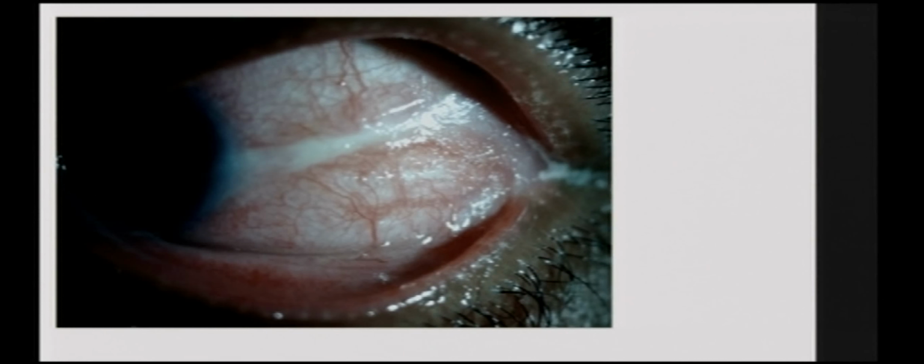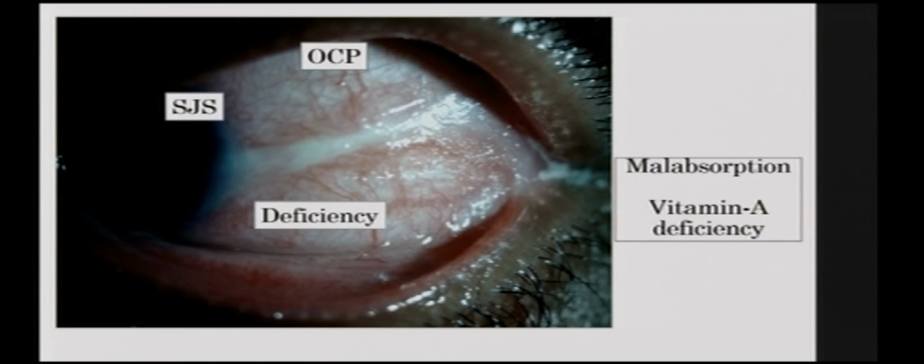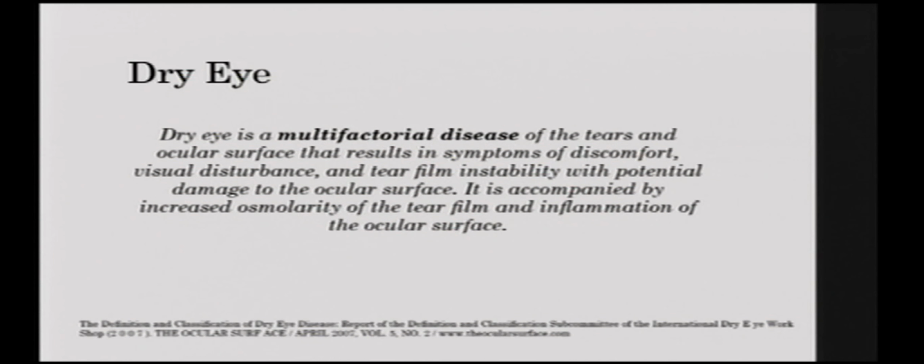But this is the slide that probably gives it away. And what is this really? Is it OCP? Is it SJS? Is it a deficiency of some sort? It's actually malabsorption syndrome from a vitamin A deficiency given the drug abuse and the alcohol abuse that he was undergoing. So dry eye, as we all know, is a multifactorial disease that affects the ocular surface.